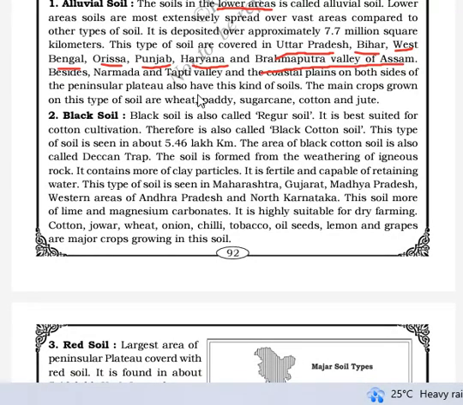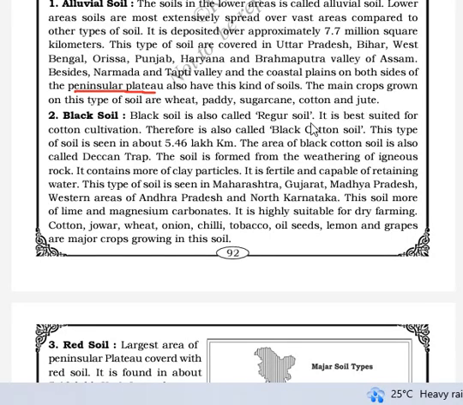Besides these, the Narmada and Tapti Valley and the coastal plains on both sides of the peninsular plateau also have this kind of soil. Now let's look at the regions where we have this type of soil: the Narmada and Tapti Valley and the coastal plains on both sides of the peninsular plateau. In the peninsular plateau also we can get the alluvial soil.